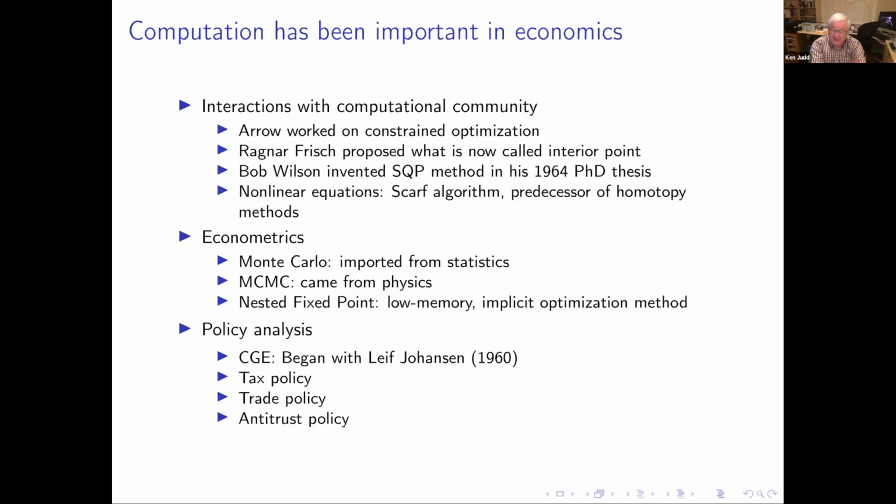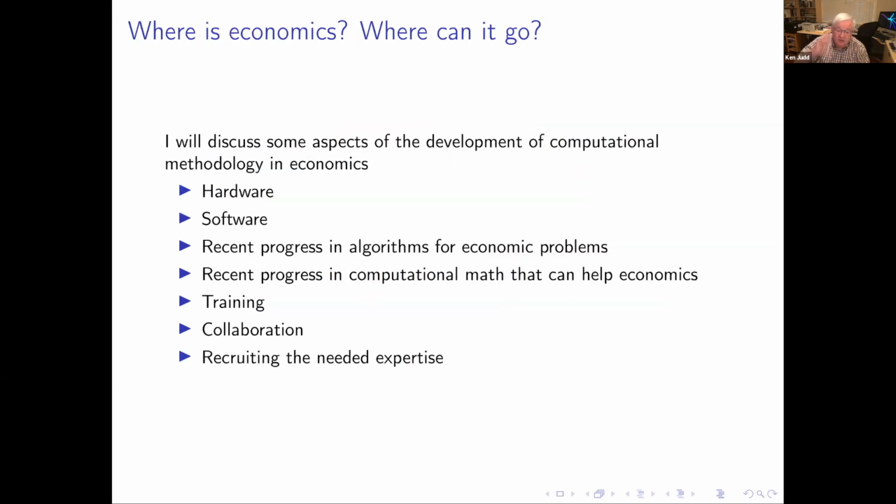Now, in policy analysis, computation has been very important, going back to 1960. The Norwegian economist Leif Johansen wrote the first serious paper on computational general equilibrium, and in fact his thesis became a book published in 1960. Today it's used greatly. CGE analysis is used a lot in tax policy analysis, certainly in trade policy. There is a very large community that applies CGE models to trade policy, and also somewhat in antitrust. So that's the past.